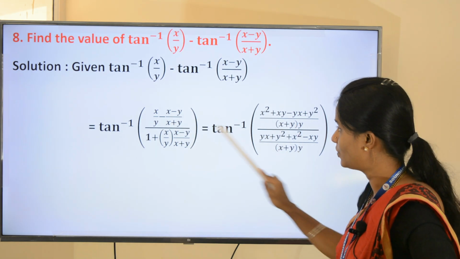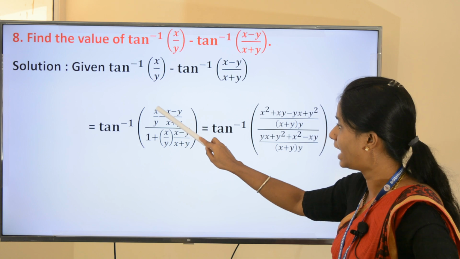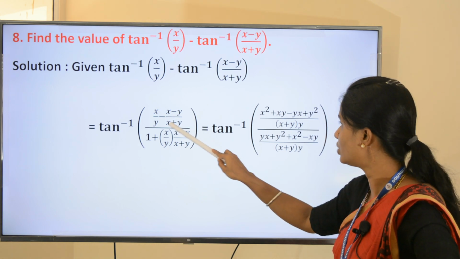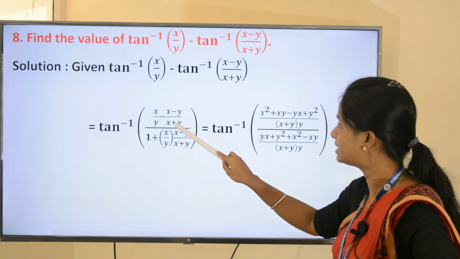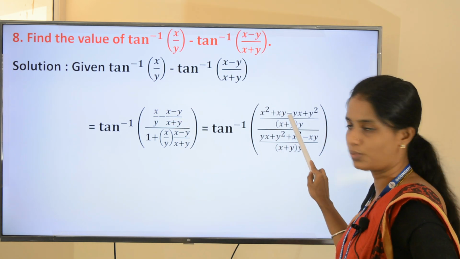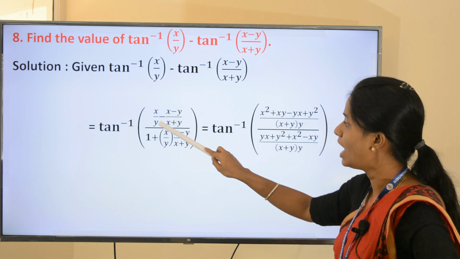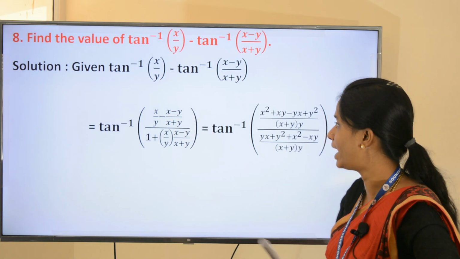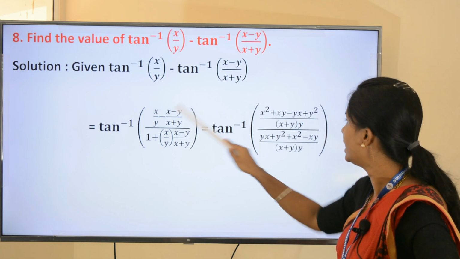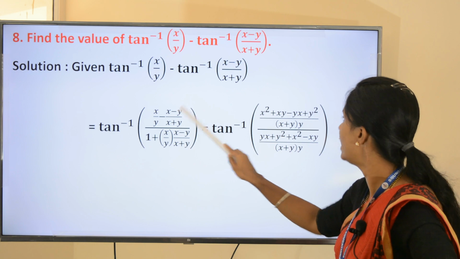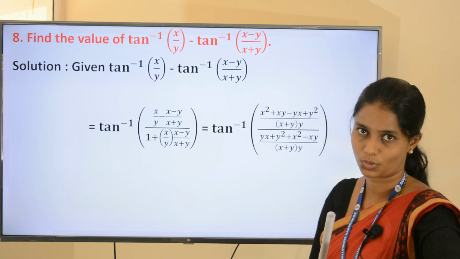It is the LCM. So what do I have to do? For this x, I have to multiply with x plus y. So x into x is x square, plus x into y, xy. Then for the minus of x minus y, I multiply with y. So what will happen? Minus xy, minus into minus plus y into y, plus y square.